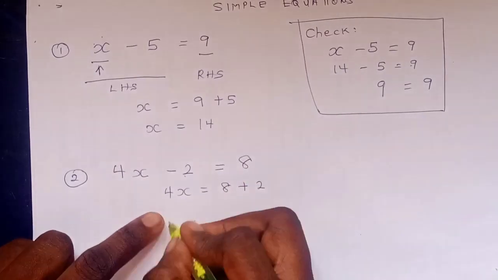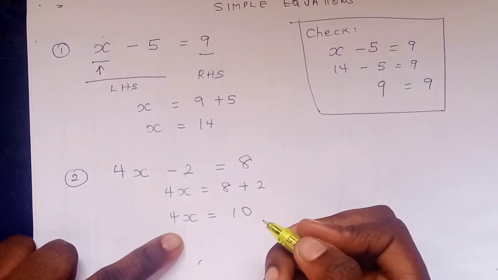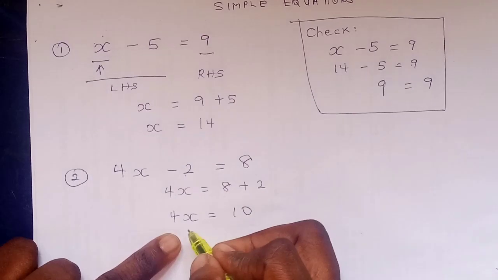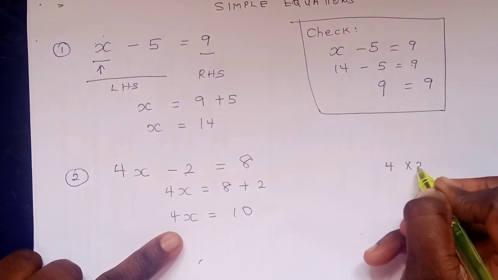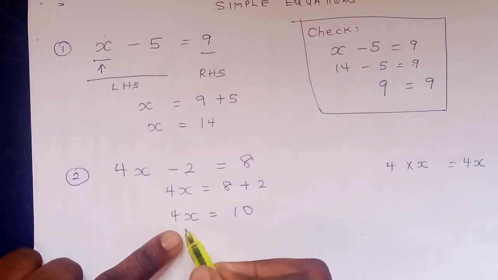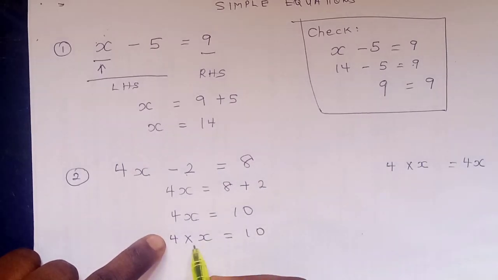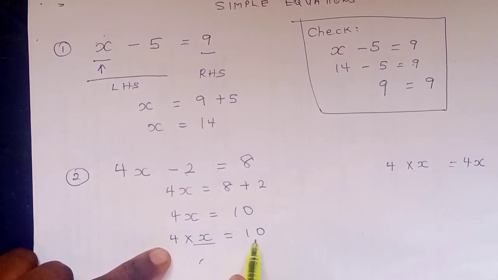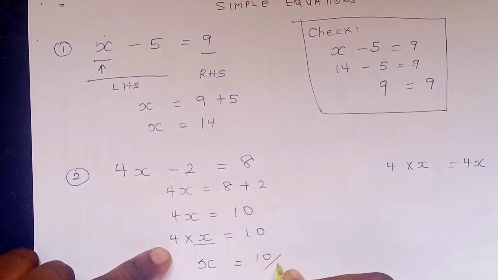Now, 4x equals 8 plus 2 is 10. Now, x needs to stand alone. We're asked to find the value of x, not 4x. So to make x stand alone, note that 4 times x also means 4x. So this means 4 times x equals 10. So to make x stand alone, we are going to divide 10 by 4. So that will be x equals 10 divided by 4.